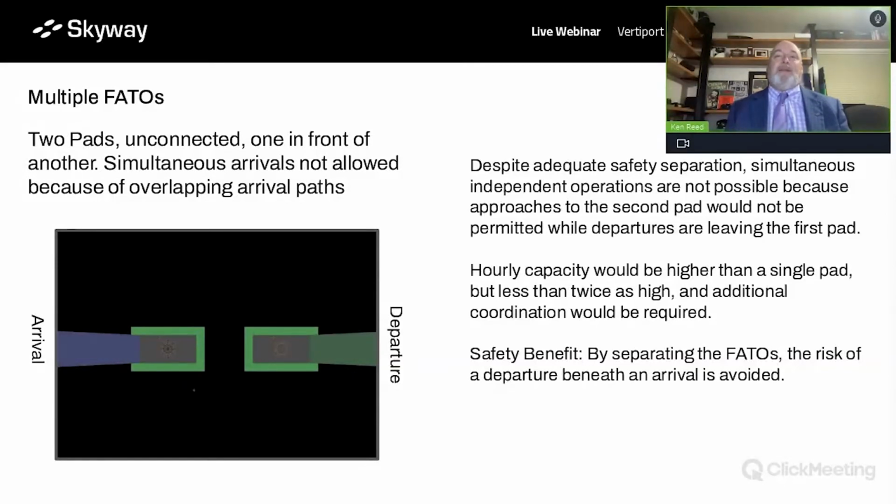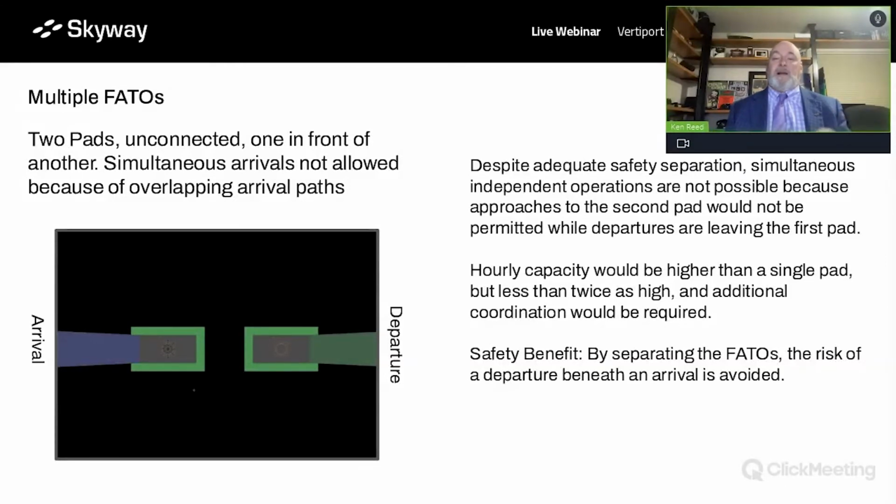Despite adequate safety separation, simultaneous operations will not be possible. Hourly capacity might be higher than with a single FATO, but much less than twice as high, and it would require additional coordination in order to make those operations work. But the separation benefit, the safety benefit of separating these FATOs is great. By separating the FATOs, the risk of a departure occurring beneath an arrival is avoided.